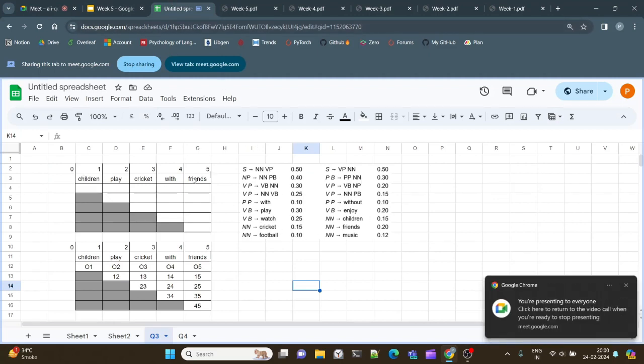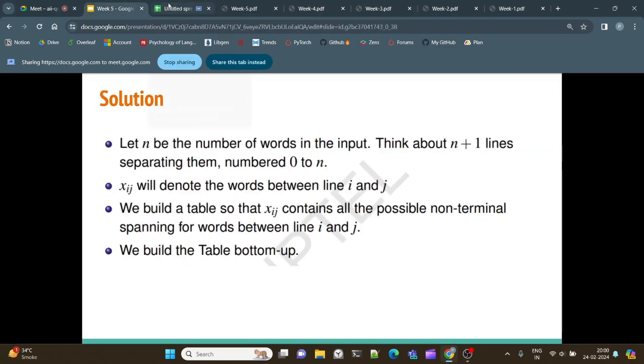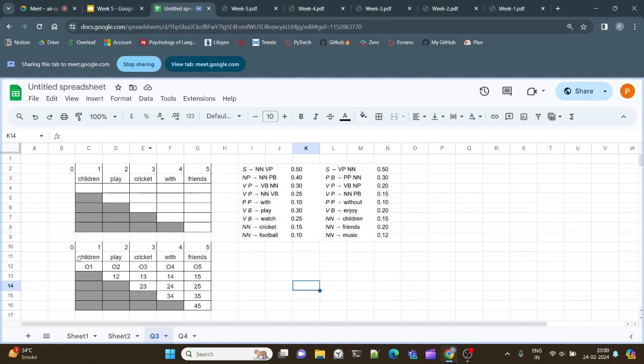This is the sentence that is given to us. What was the first thing that was mentioned? So let n be the number of words in the input. Think of n plus 1 lines separating them, numbered 0 to n. So that is what we have done over here. So we have drawn lines: 0, 1, 2, 3, 4, 5. This is for the sake of simplicity of solving the problem in an algorithmic way.